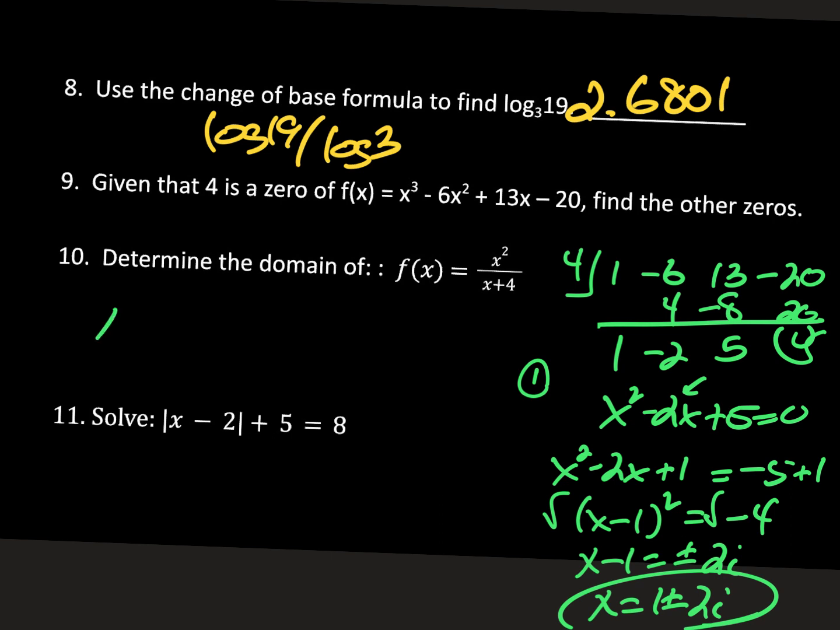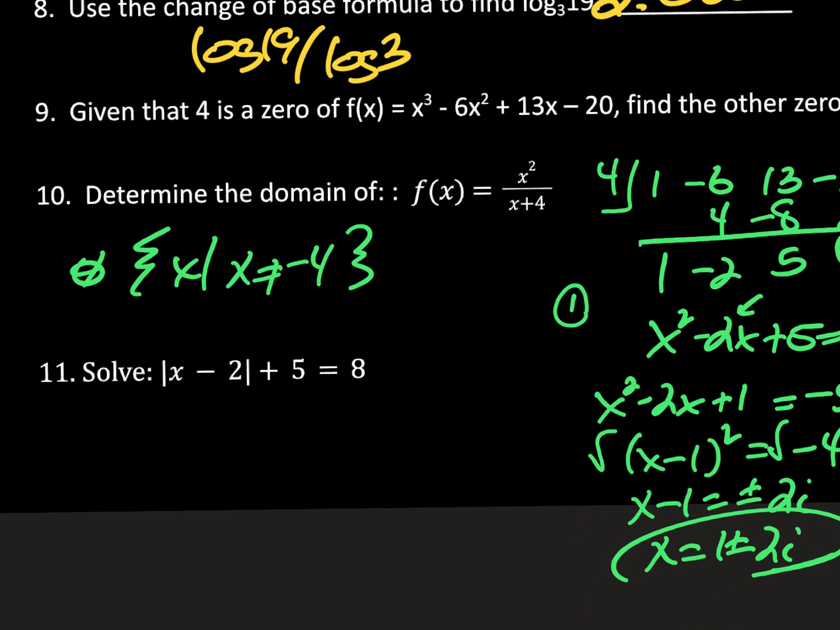Number 10, what's the domain? Whenever you're working with domain, you're thinking about what can x not be, and this one, x cannot be negative 4. Don't forget we write it in that form. Number 11, the absolute value. 2 bars, 2 answers. 2 bars, 2 answers usually, so I'm going to take number 11.